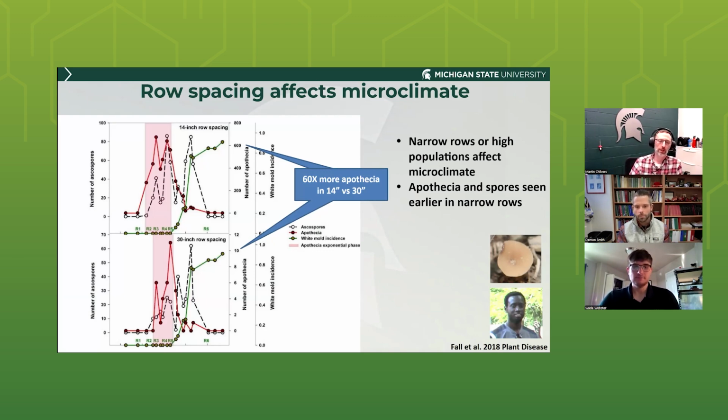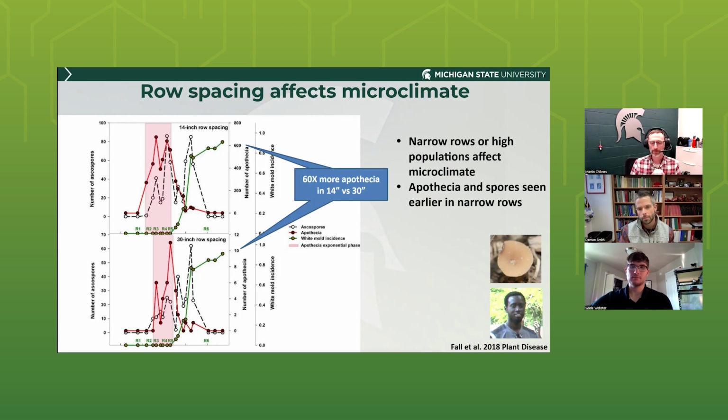Here we're looking at the number of apothecia in those red lines. Essentially what we were seeing is that in the more narrow row setting, apothecia developed a little bit earlier, and there was a greater number of them. In this particular year of study, we saw about 60 times more apothecia in the 15-inch row versus the 30-inch row spacing. So row spacing is an important component. We just talked about the microclimate and canopy closure being very important, and row spacing is one of those.